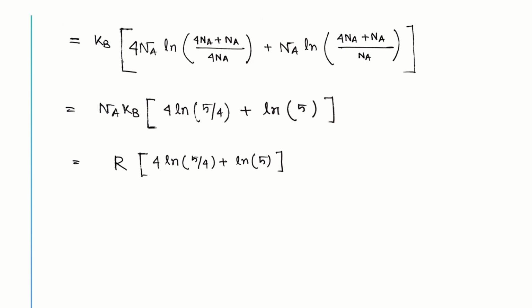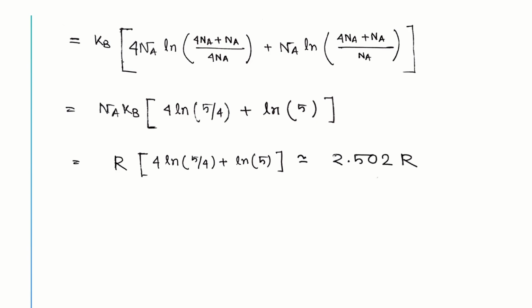Here I have used N_A k_B. N_A is the Avogadro number, k_B is the Boltzmann constant, and you all know their multiplication is the universal gas constant R. So after simplification you will get this type of result, nearly 2.502 R. This is the entropy of gas mixing for 5 moles of gas, because in the container there are 4 moles of nitrogen and 1 mole of oxygen, so the total is 5 moles.